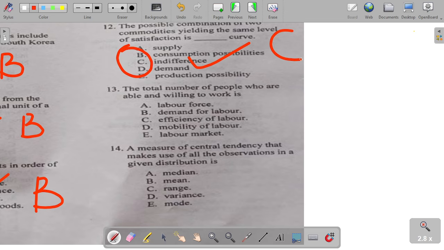Number 13 says the total number of people who are able and willing to work is called what? Labor market, no, the answer is labor force. It's labor force. Number 13 is A. Number 14, a measure of central tendency which stands for mean, median, mode, and uses all of the observations in a given distribution is called the mean. The mean. Number 14 is B.